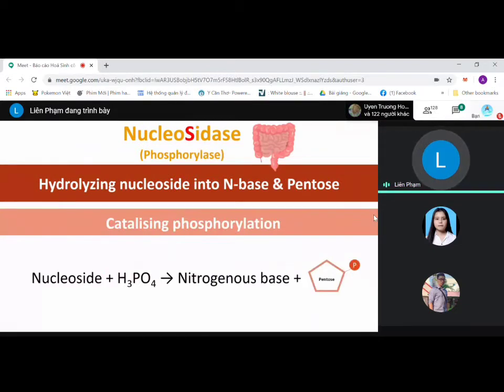And now it's the last enzyme, nucleosidase, which is also from the intestine. The nucleosides are further hydrolyzed into a nitrogenous base and pentose sugar with the catalysis of the nucleosidase enzyme. It's also known as a phosphorylase because it catalyzes a phosphorylation, as you can see here. Okay, to summarize this part, the final products of the digestion are phosphate ion, pentose sugar, and nitrogenous base.